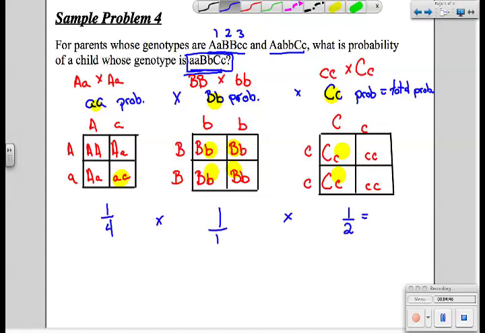1 is like having 1/1. To multiply in fractions, multiply across the numerators. 1 times 1 times 1, my numerator is 1. Then multiply out the denominators. 4 times 1 is 4, times 2 is 8. So the probability that I will end up with a child, given these two parents, whose genotype is little a, big B, big C, is 1/8. There's a 1/8 probability that these two parents will give rise to this child with this particular genotype.